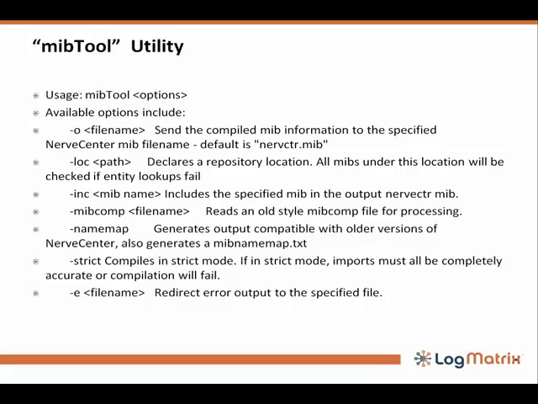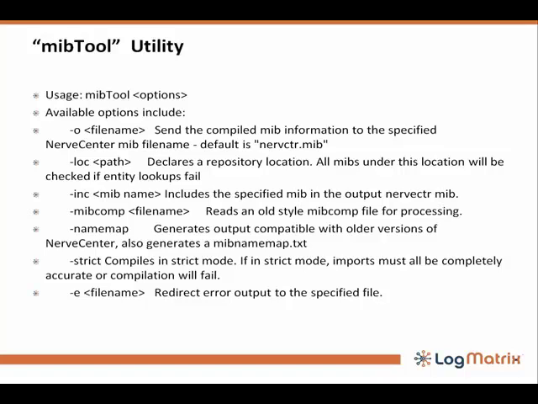There are such options as locations for a repository for additional MIBs to be included, the include MIB name, which would include a specified MIB. You have to use the -MIBCOMP with a file name, and that's because we still use the same MIBCOMP.txt file that we used in the older version. That allows customers to move forward with their MIBs and their structures. They just recompile with the new stuff using the MIBNameMap.txt, the MIBCOMP.txt file.